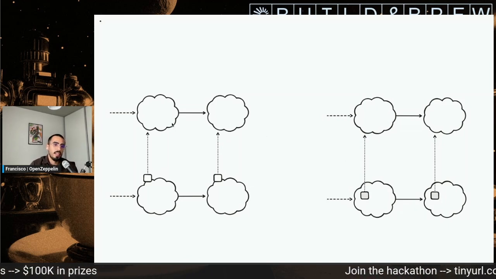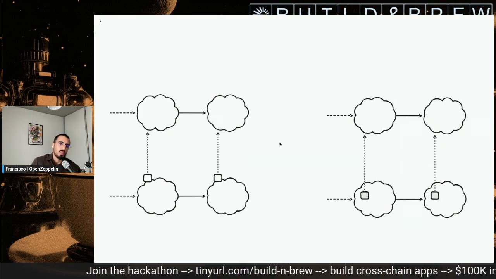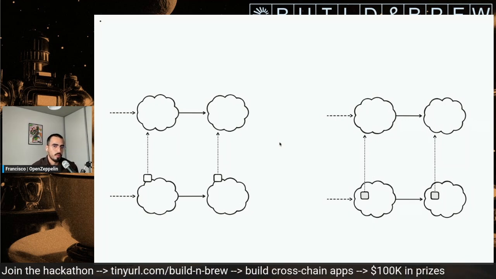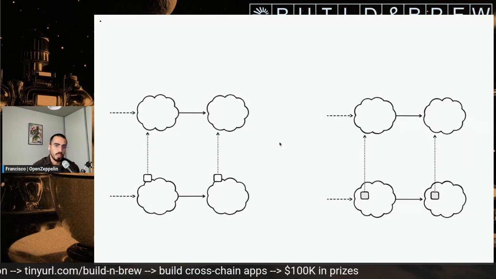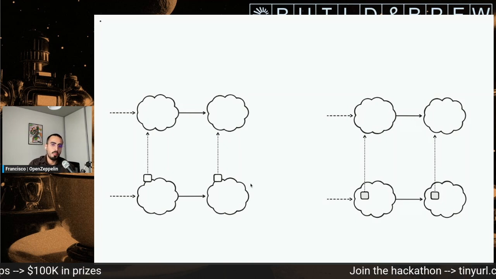But actually, this diagram that we see here and that we saw above is really hiding the complexity, and it's too simple so as to be not really accurate. And the reason why it's not accurate is due to some kind of fundamental problem of cross-chain communication.